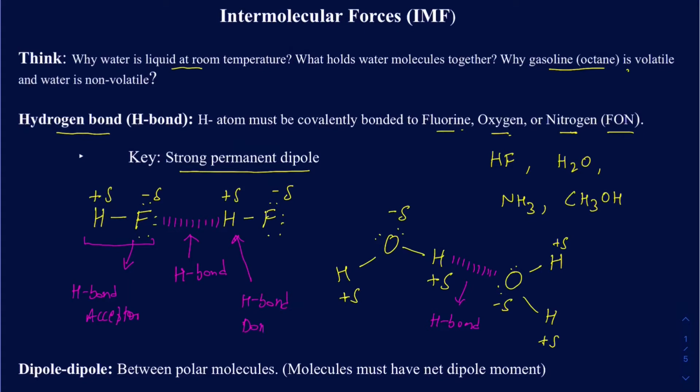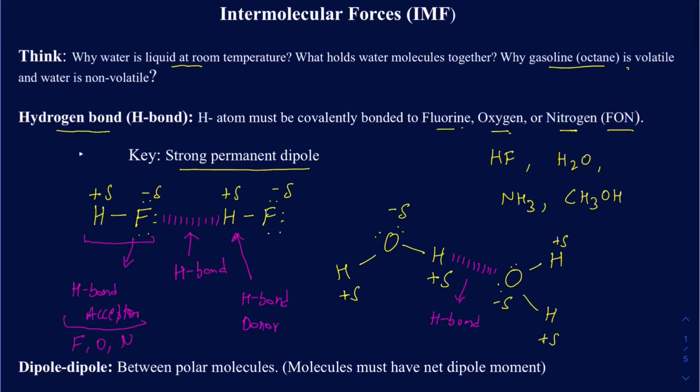So the two conditions you must have in there: obviously, the hydrogen must have a covalent bond with either fluorine, oxygen, or nitrogen, and the second condition, your hydrogen bond acceptor must be either fluorine, oxygen, or nitrogen. So it's the same thing basically in both of those cases. Okay, so that's your hydrogen bond.